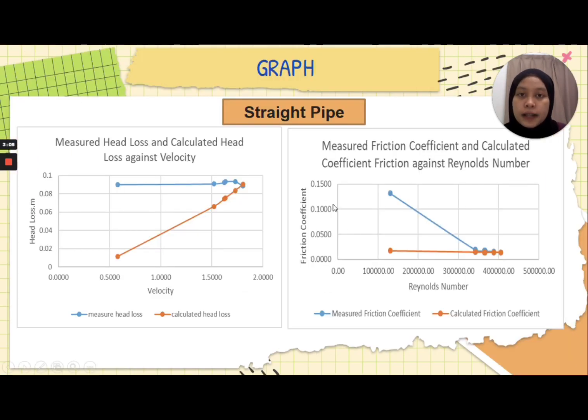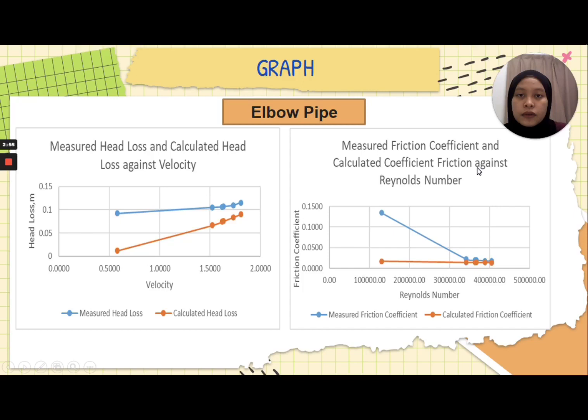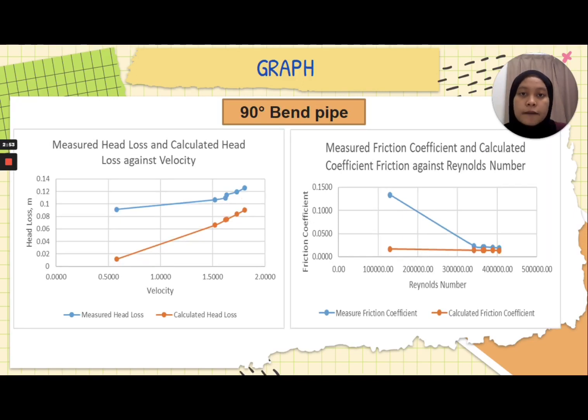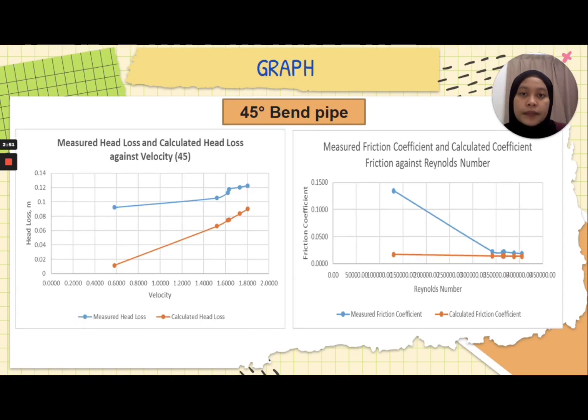So this is the graph for the straight pipe, which is head losses against velocity, and friction coefficient against Reynolds number. Then the graphs for the elbow pipe, the 90 degree bend pipe, and the 45 degree bend pipe.